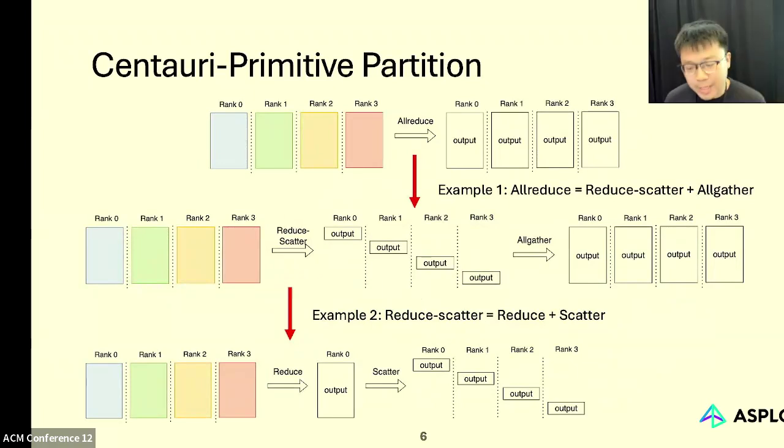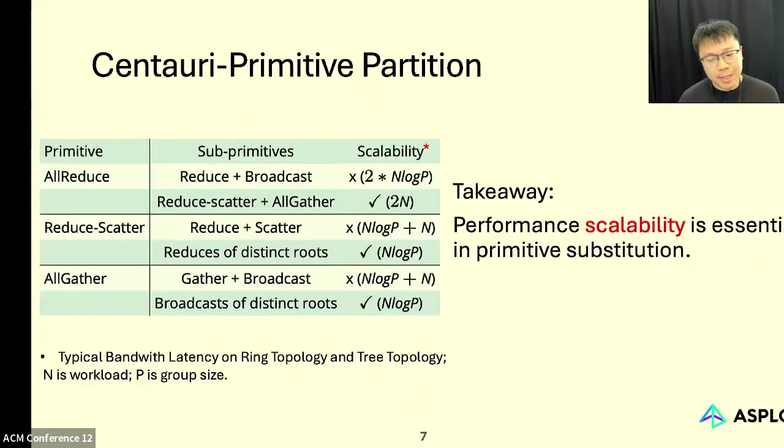Okay, let's first take a look at the primitive partitioning. A typical collective communication operation is all-reduce, which can be split into 2 equivalent collective operations, reduce-scatter and all-gather, shown in this figure. And the reduce-scatter operation can be further divided into reduce and scatter communication. And in this table, we have summarized the partition and corresponding scalability of some key communication primitives. Our takeaway is that the performance scalability is essential in primitive substitution, especially under the topology of heterogeneous bandwidth. So therefore, primitive partition provides us with a finer granularity for overlapping.